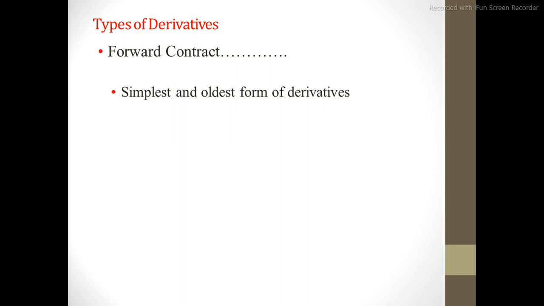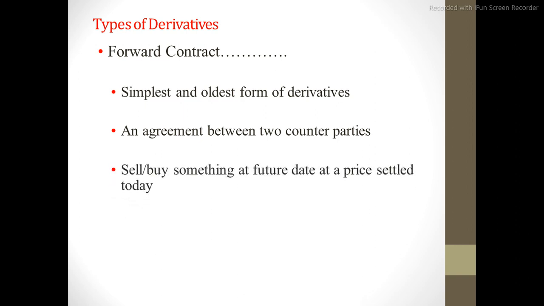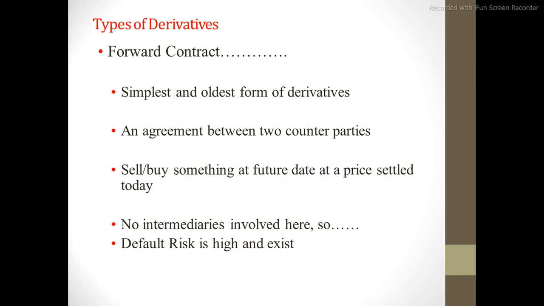Here in the forward contract, only two counterparties or two investors meet or enter into an agreement to buy or sell something at a future date at a price which is settled today. This is the simplest form of derivatives. Two investors just agree to a contract to buy or sell something at a future date at a price which is settled today. Such a contract is called the forward contract.